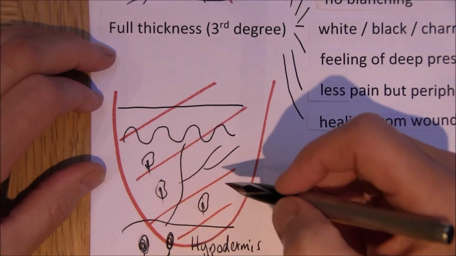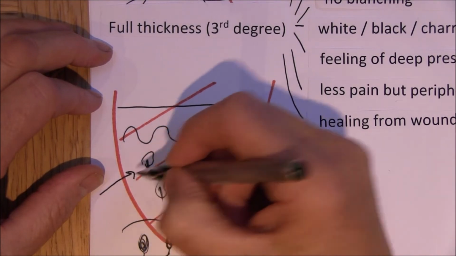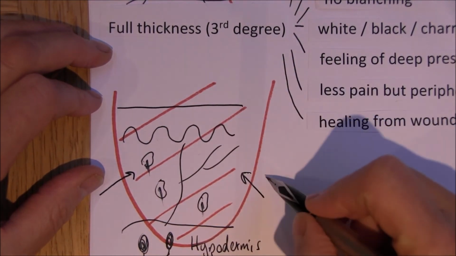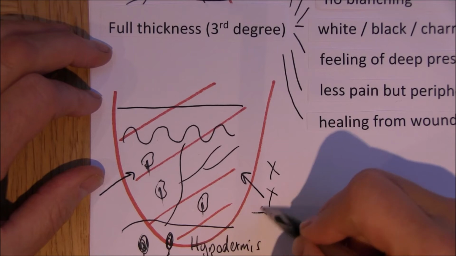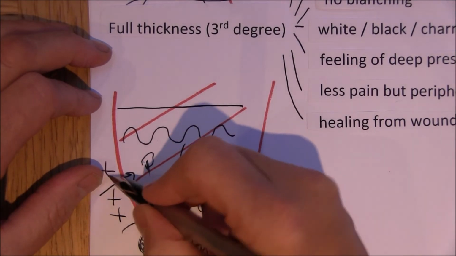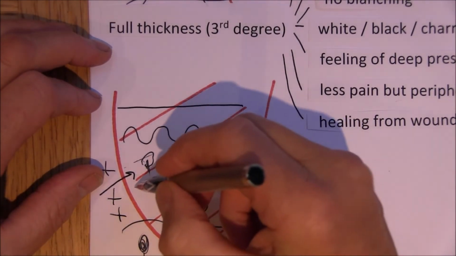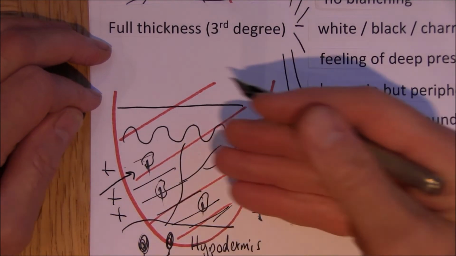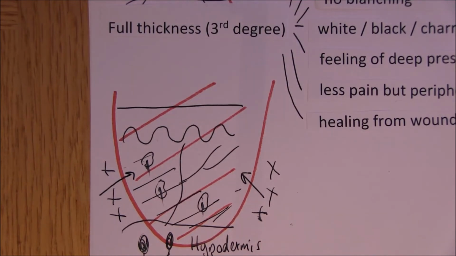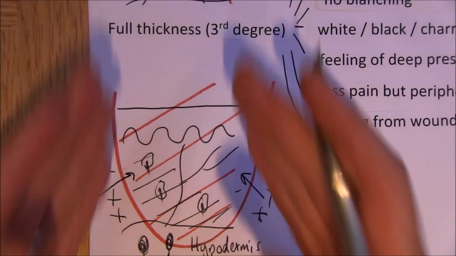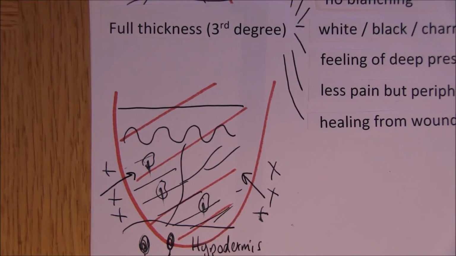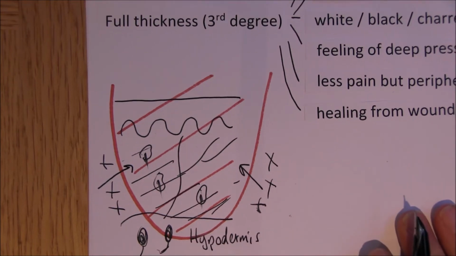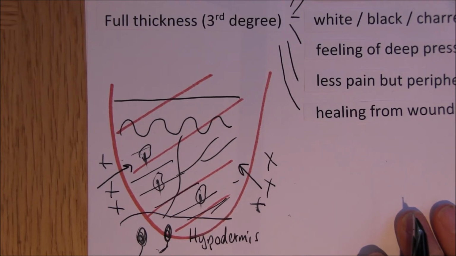What you can get is healing from the edges in. So viable tissue round about here would be viable living tissue. The area of the burn, of course, the tissue is all necrosed, it's all dead. But we can get migration of living cells into the burnt area, and you can get very slow healing from the wound edges. This works okay for relatively small burns, but for big ones it's not really a viable modality of healing.